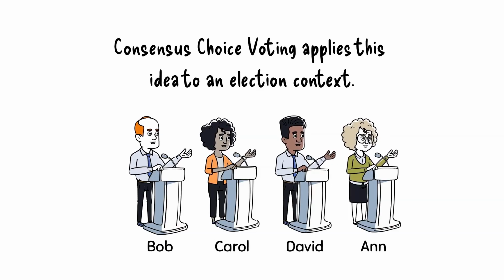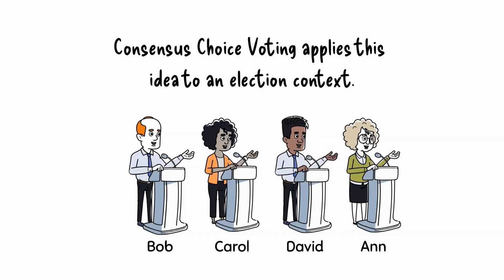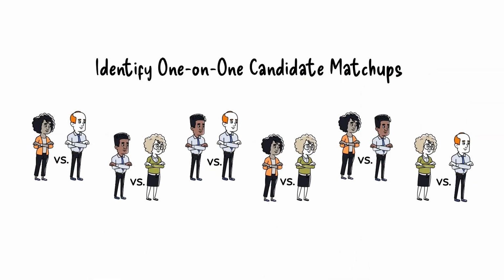Let's look at an example. Suppose there are 4 candidates: Anne, Bob, Carol, and David. First, we identify all of the one-on-one candidate comparisons. Anne versus Bob, then Anne versus Carol, Anne versus David, and so on and so on.